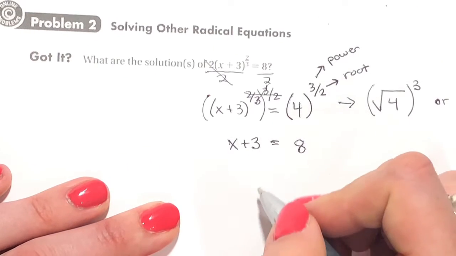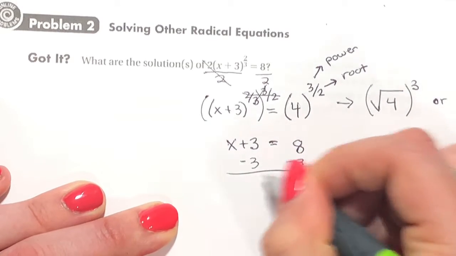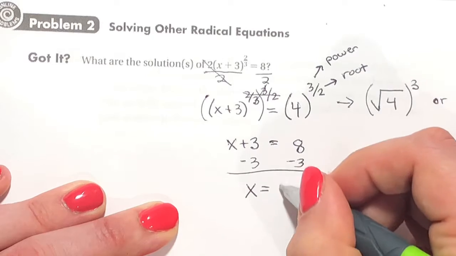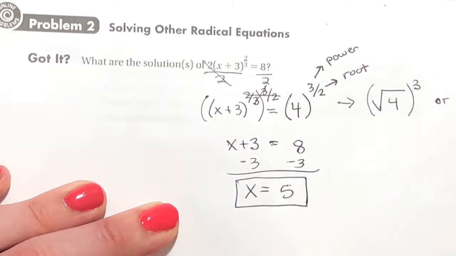And then now I just have one more step to solve my equation. So I just have to subtract the 3 over, and we get x is equal to 5. And that would be your answer. Okay, let's try some more.